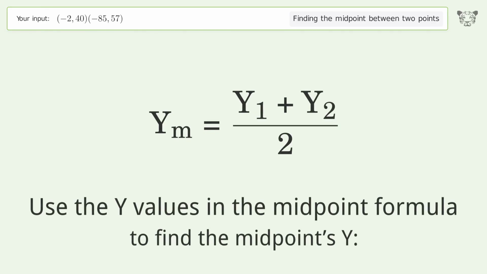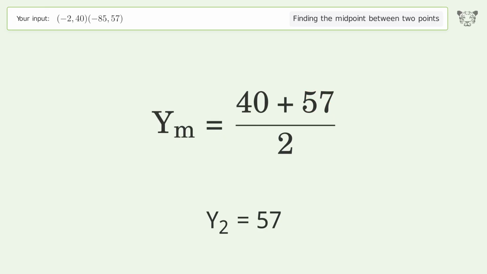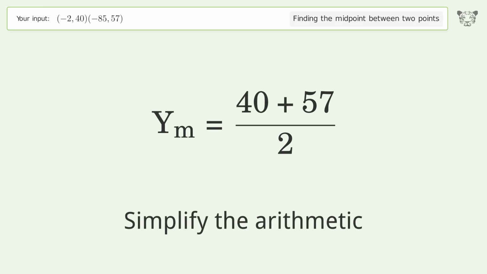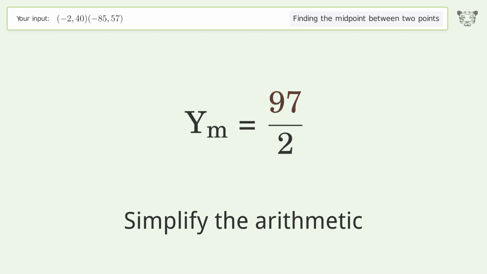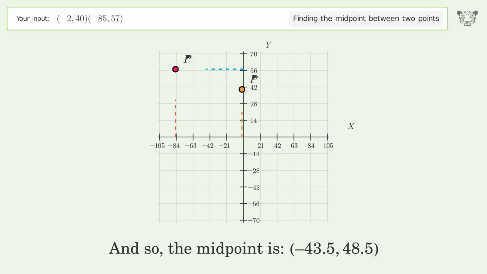Use the y values in the midpoint formula to find the midpoint's y. y1 equals 40. y2 equals 57. Simplify the arithmetic. And so, the midpoint is negative 43.5, 48.5.